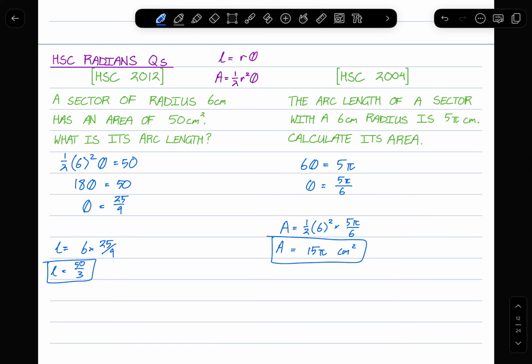That's essentially it. So those are two very straightforward problems.